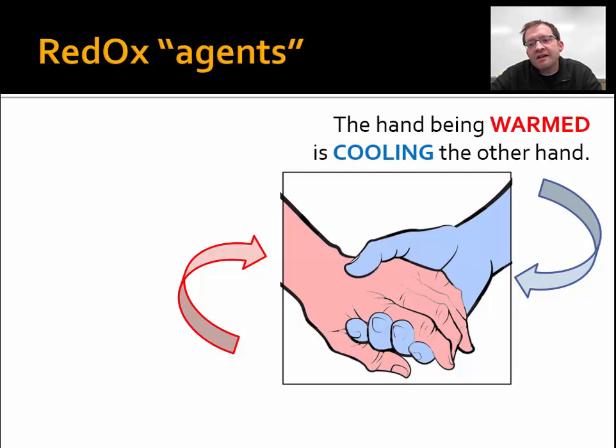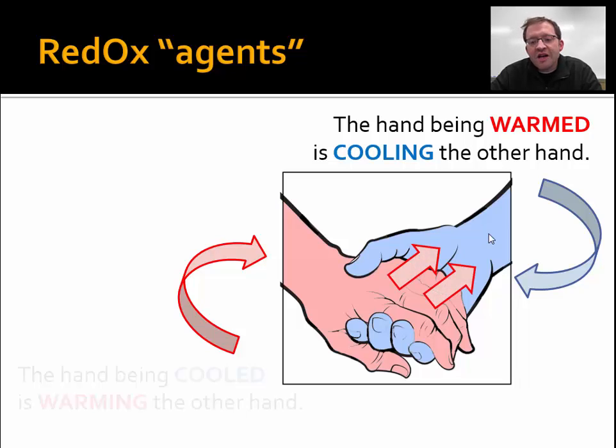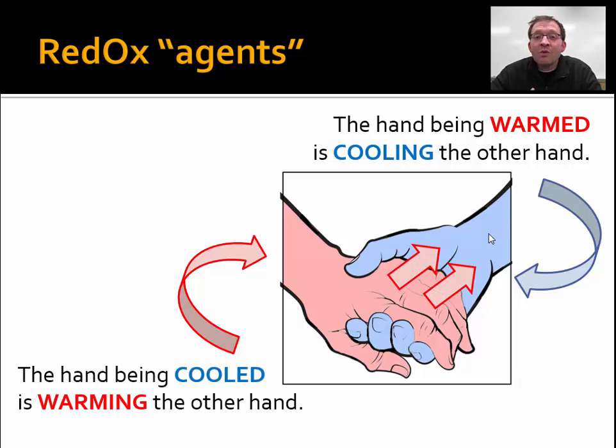So the idea is that the hand that's being warmed, let's say the blue hand here to show that it's a cold hand, is cooling the other hand. So if yours is the blue hand here, you're going to feel warmth coming to you. But if yours is the pink hand here, the warmer one, you're being cooled by the other hand. So while you're being warmed, you're cooling the other, or on the flip side, while you're being cooled, you're warming the other. And if you hold hands with just about anybody, you'll notice a temperature difference.